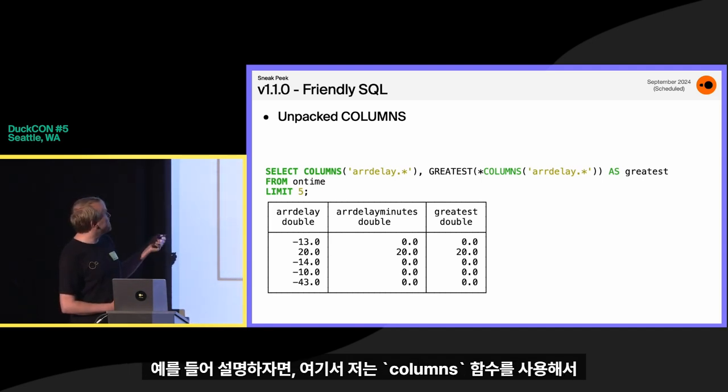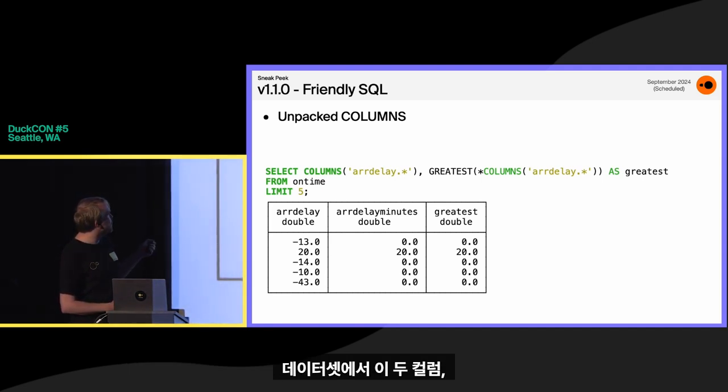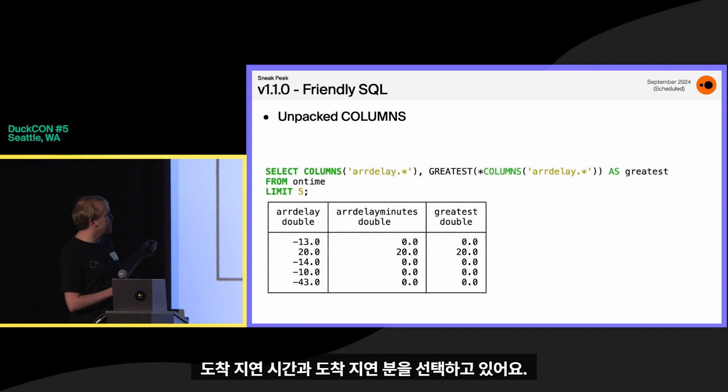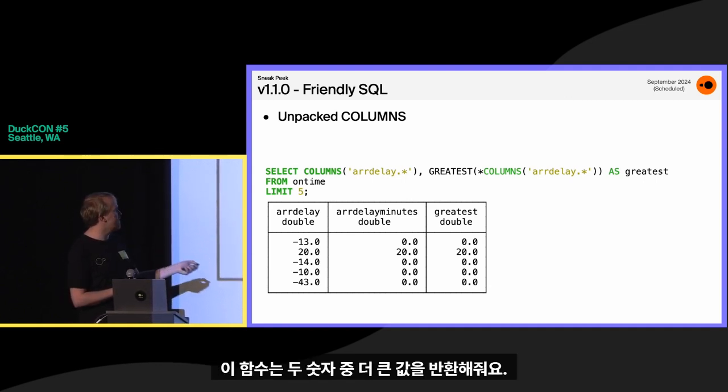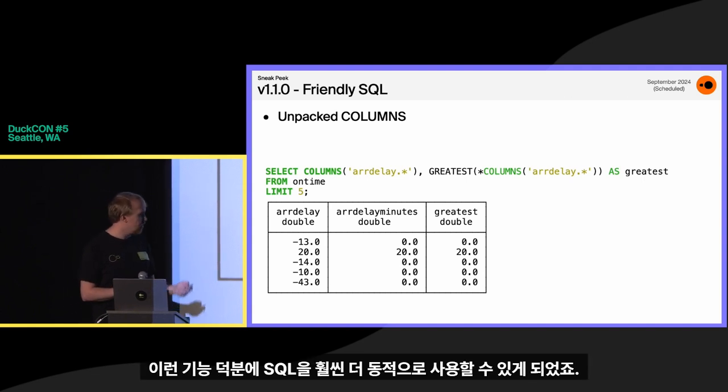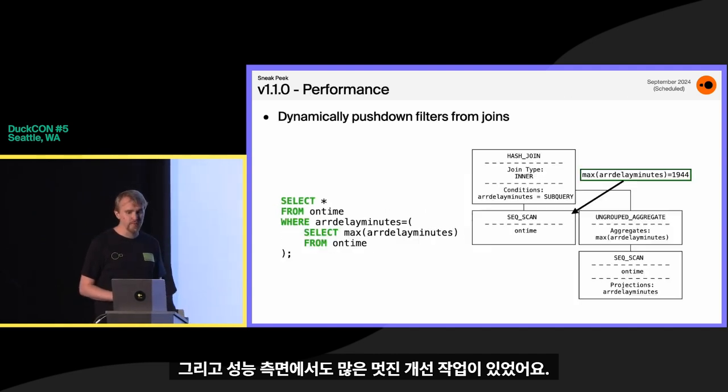So for example, here you can see I'm using the columns function to select these 2 columns from this data set, the arrival delay and arrival delay minutes. And then here I'm unpacking them into this greatest function, which gives me the greatest of these 2 numbers. So that allows even more dynamic SQL. There's also a lot of cool stuff we've been doing on the performance front.